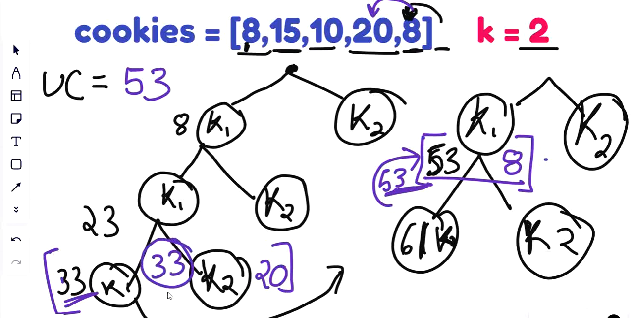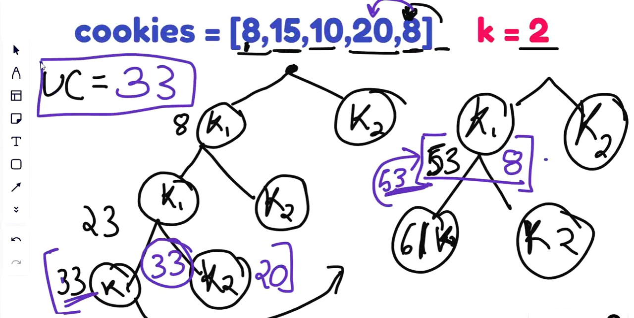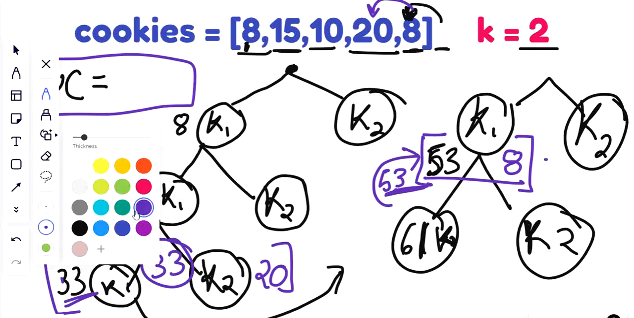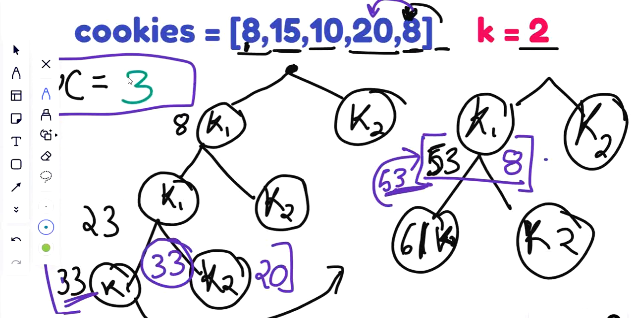I will again update our unfairness count, keep minimum of these two values, so this will become 33, and we will keep on doing this whole procedure, and at the end we will be having the minimum unfairness count and we will return it as an answer. So this was the whole backtracking approach. So right now it was 33, and at the end we will be having our minimum unfairness count, and that will be equivalent to 31. So we will return it.